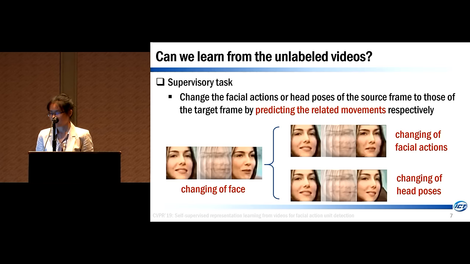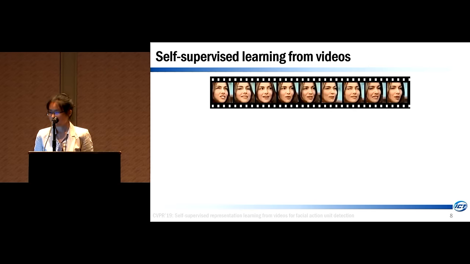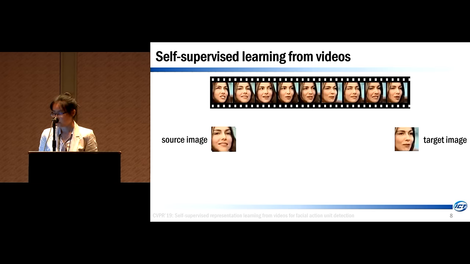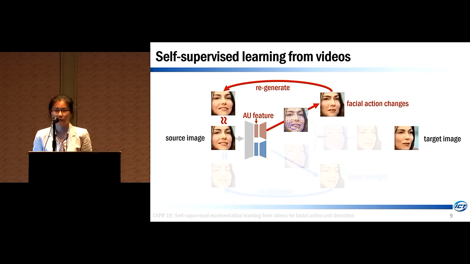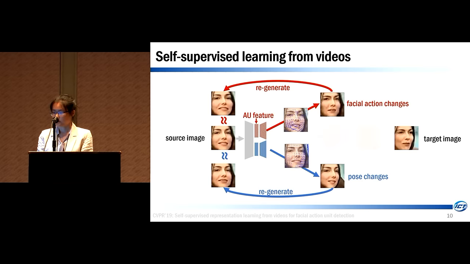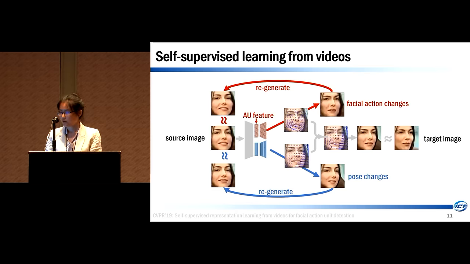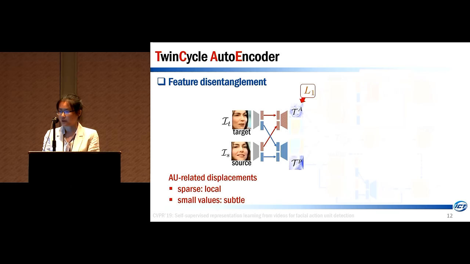Specifically, given a video, we randomly select two frames, the source image and the target image. We encode the images into features, and then we decode the features into pixel displacements that represent the movement. In the red cycle, we aim to generate an image in which only the facial actions are changed. Similarly, in the blue cycle, only the poses are changed. To ensure that the displacements are sufficient to describe the changes, we use the merged displacements to reconstruct the target image. We call our method the twin-cycle autoencoder.